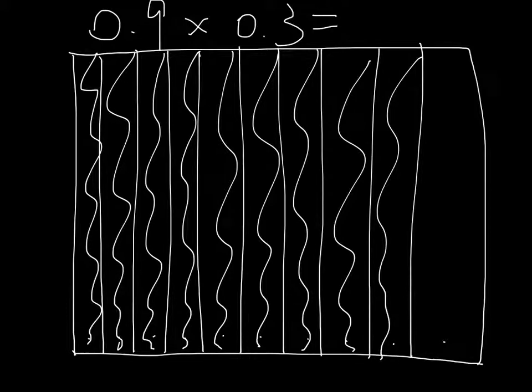Okay, what decimal value does each column represent? Yes, you're right. That means 1/10. Now, I shaded 9 columns. So what that means? Yes, you're right. That means 9/10.